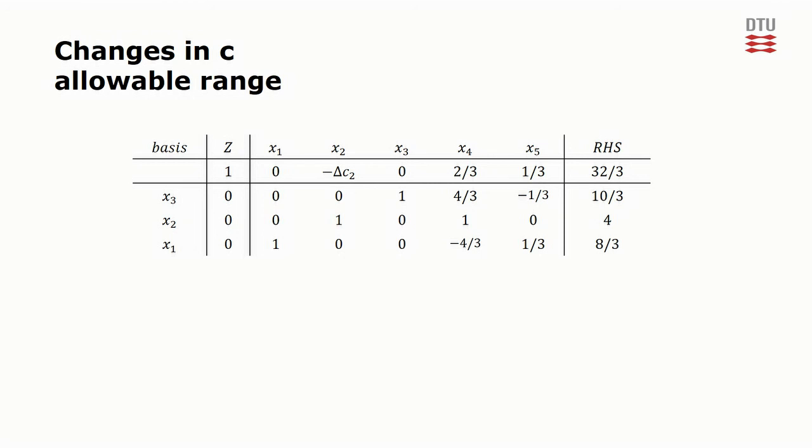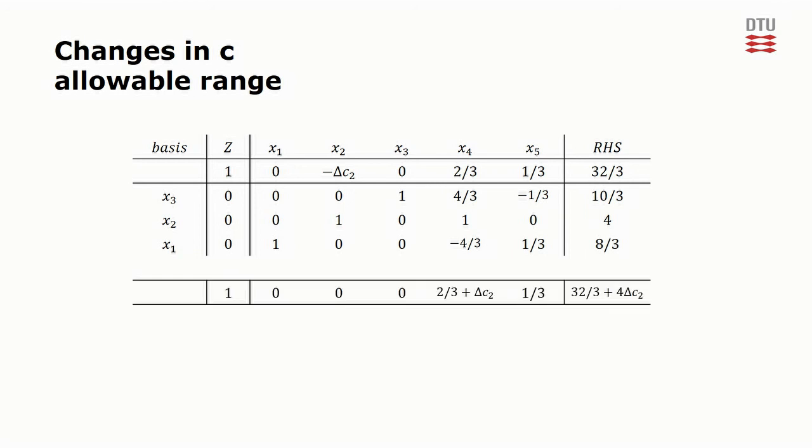In general, we add delta c times row 2 to row 0. This changes the coefficients of row 0 to this. Now, in order for the tableau to be optimal, all coefficients of row 0 must be non-negative. In this case, that just means that the single inequality here has to be respected by delta C2. Hence, the allowable range of parameter C2 is that C2 should be greater than 4/3.